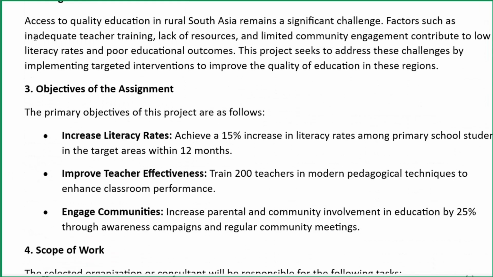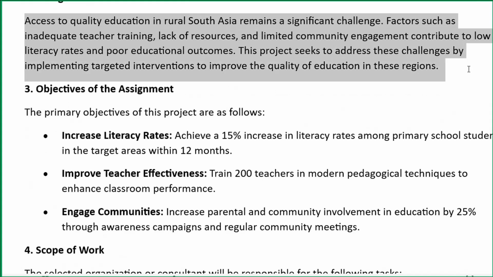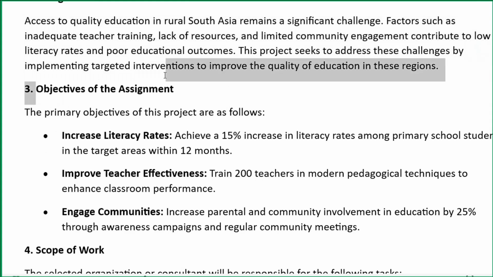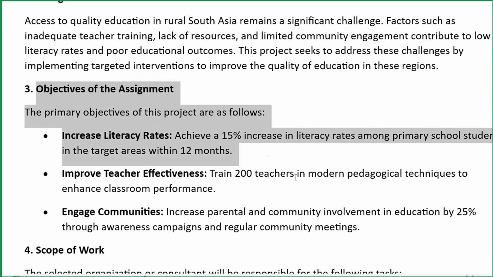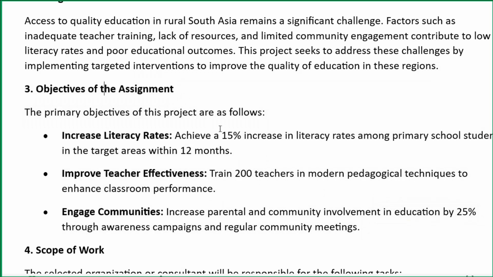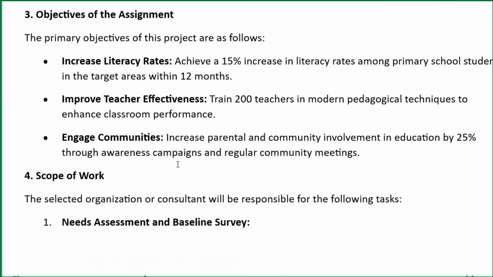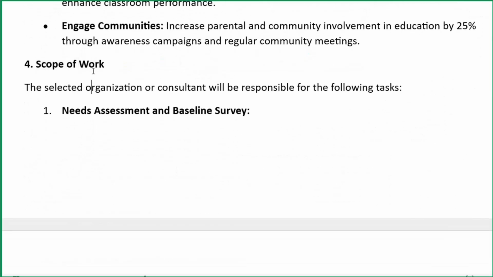Then a background related to the project would also be there. Then, as usual, objectives of the assignment are mentioned in the TORs. What are the key objectives of this assignment? Increase literacy rates, improve teacher effectiveness, engage communities. What is the scope of work? That is also mentioned in the TOR or request for proposal.